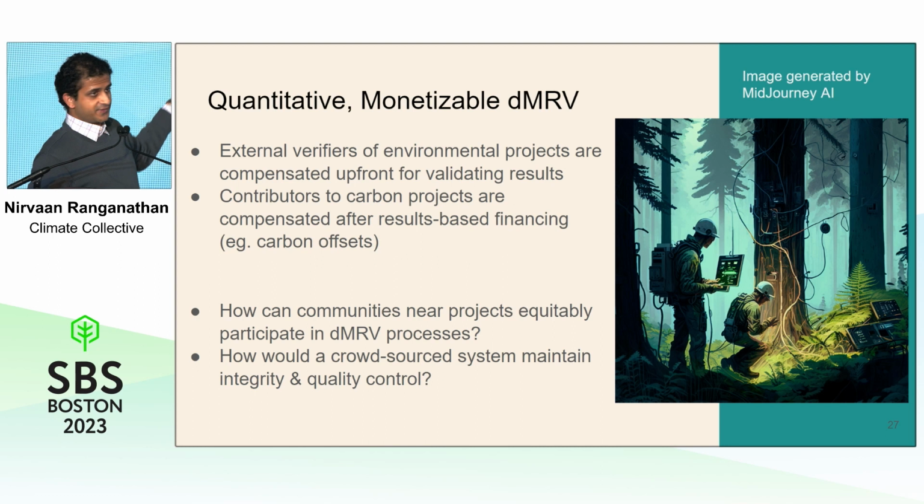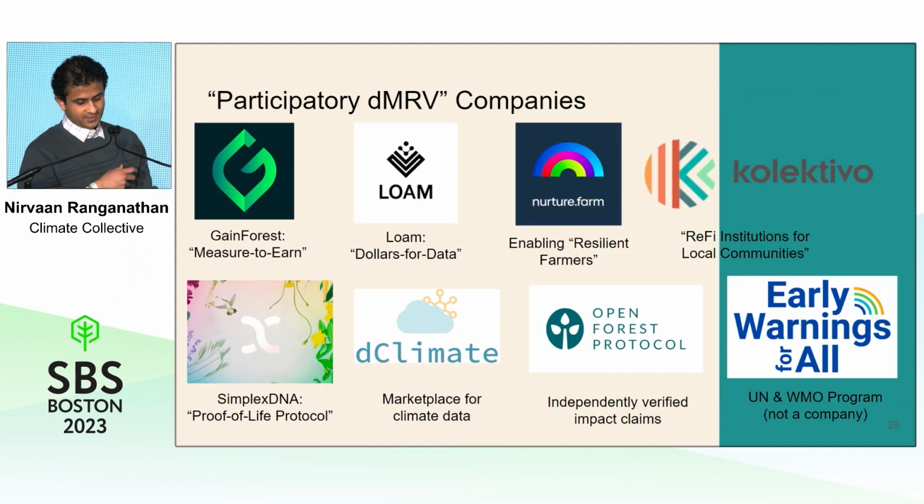So the two questions that this leads me to are: how can we incorporate communities near these projects to equitably participate in these DMRV systems, both tracking and compensating them for their work? And when you're expanding the circle like this, how do you maintain integrity and quality control in the data that you're consolidating for an environmental asset? There are a lot of different companies that are thinking quite deeply about this. Most of these are in some way associated with Climate Collective, either through membership or grants or just general collaborations.